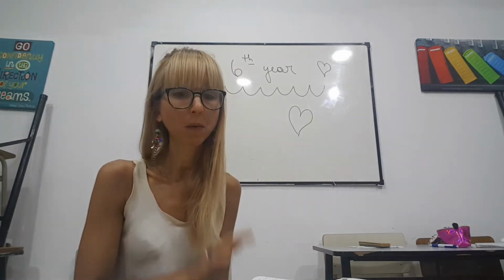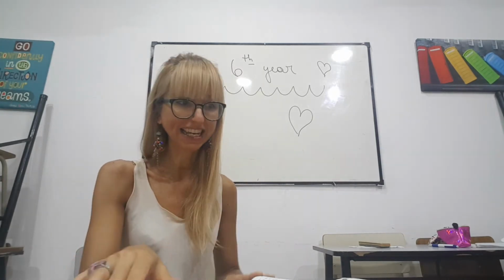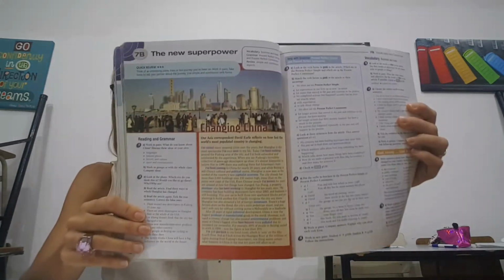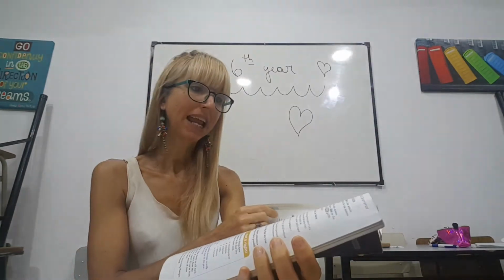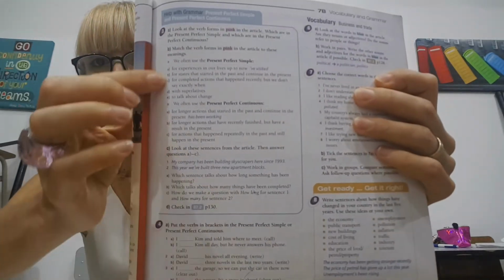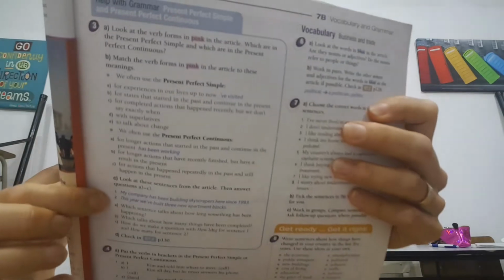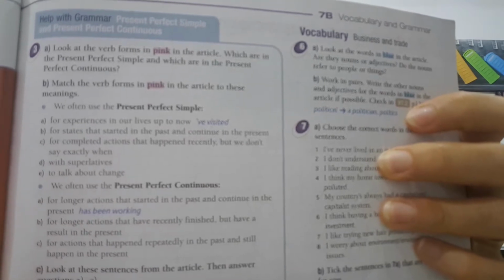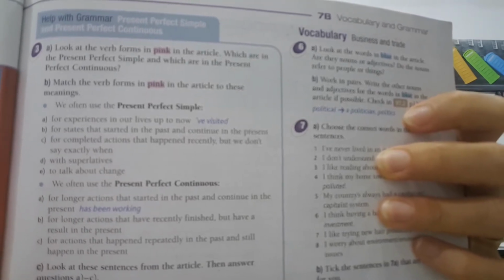Okay? Well, we finished 7a. We move on to 7b. And I am going to deal with this part of the grammar, yes, the help with grammar, which is the difference between present perfect simple and present perfect continuous.